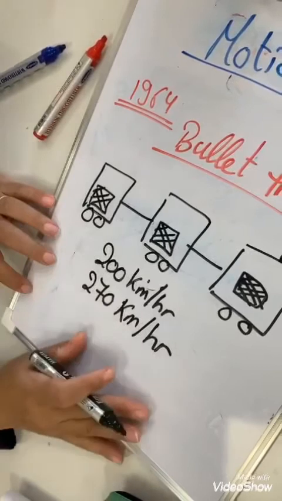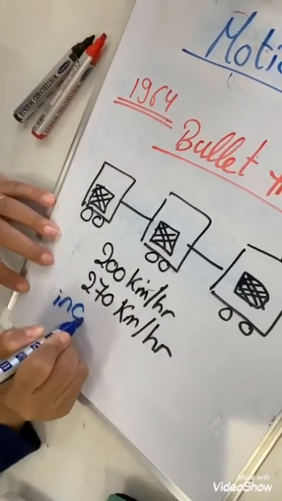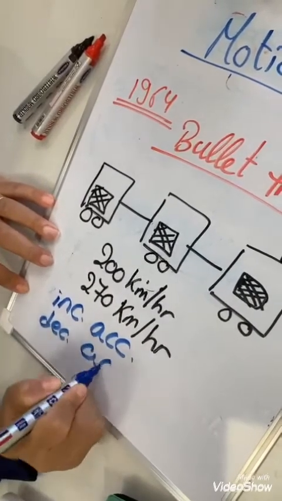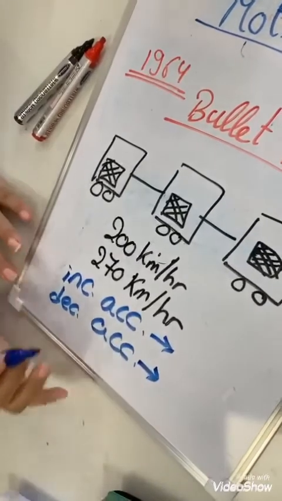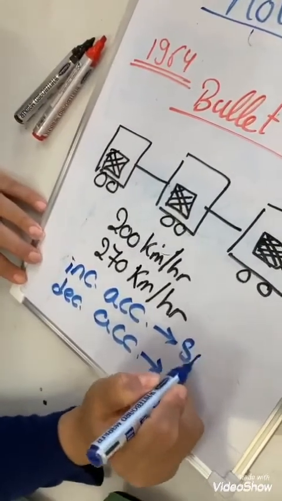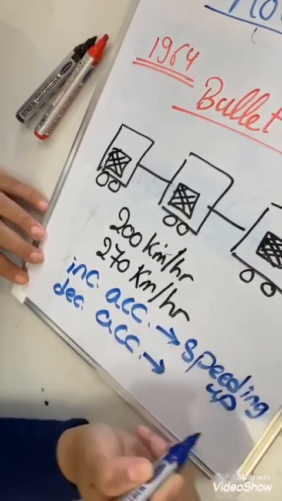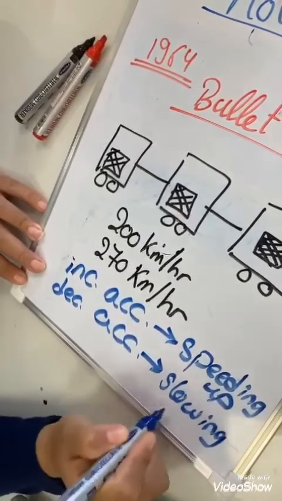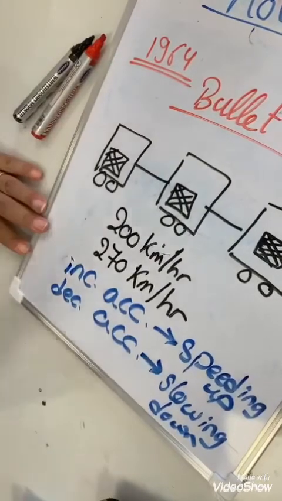And it moves by increasing acceleration or decreasing acceleration. What is meant by increasing acceleration and decreasing acceleration? Increasing acceleration means speeding up, and decreasing acceleration means slowing down. So this train moves by speeding up and slowing down.